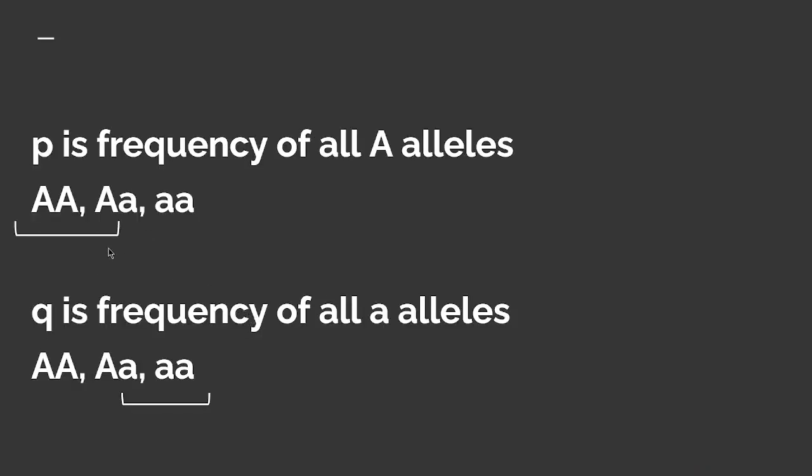Let's have a look at what that means when we're looking at genotypes. The p, as I said, representing the dominant alleles, would be this aspect of the genotype, whereas the q, the frequency of all of the recessive alleles, would be representing this aspect of the genotype. So there's a relationship with the genotype frequencies, but it's not the same as the genotype frequencies.